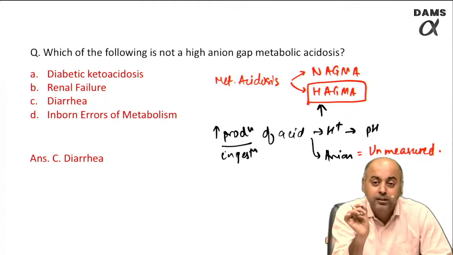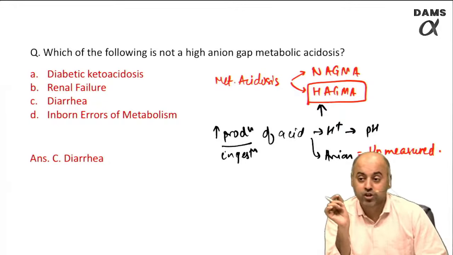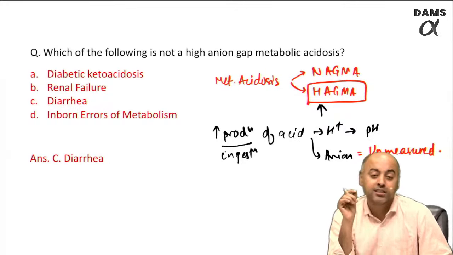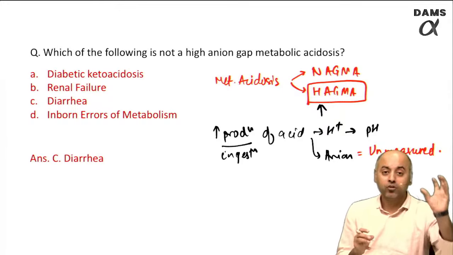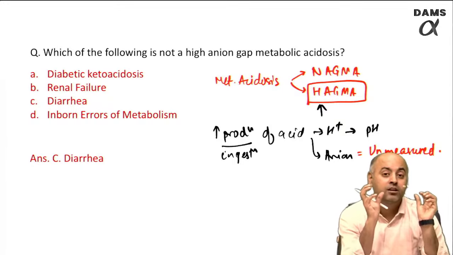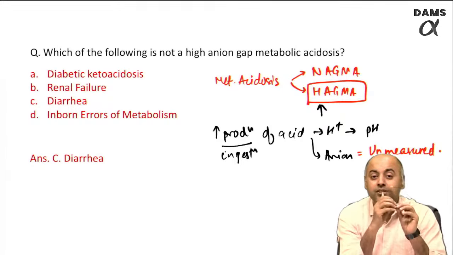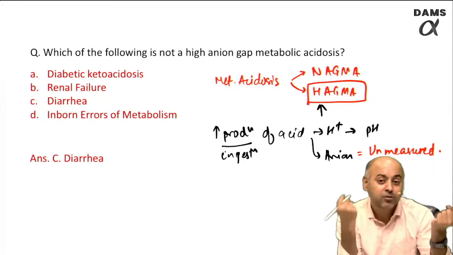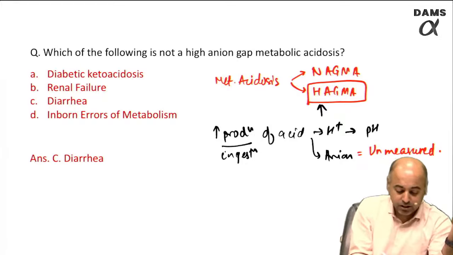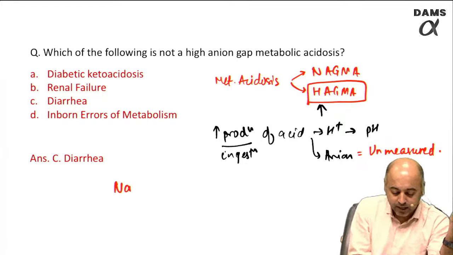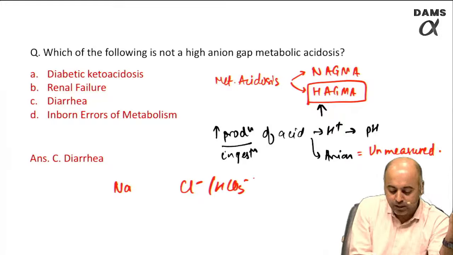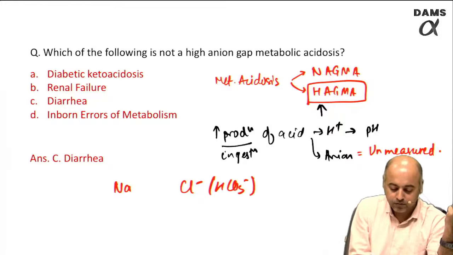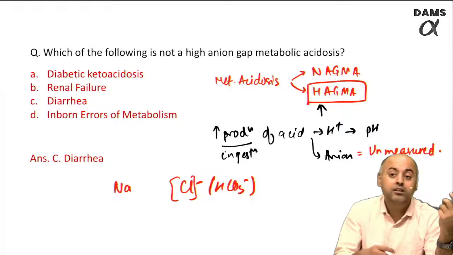Please remember that the blood is always neutral. There is no charge in the blood ever. So the amount of cation and the amount of anion are always equal, and when you look at the difference, it is 0. But the trick is, we are not measuring all the cations, and we are not measuring all the anions. We are only measuring sodium for cations, and we are only measuring chloride and bicarbonate for the anions. For all the rest we are not measuring.